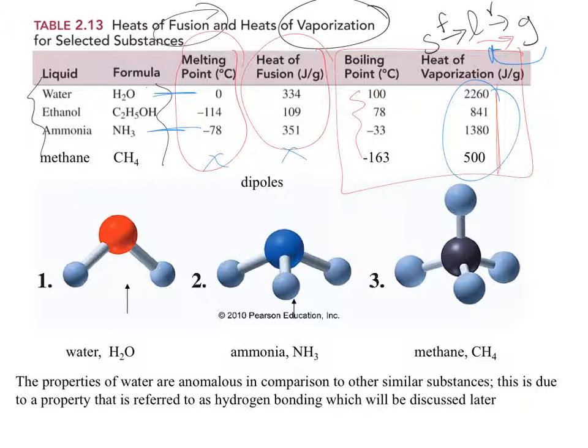Fairly similar in shape, but yet their melting points, their boiling points, their heats of fusion are relatively similar, but the heat of vaporization is drastically different. The melting points and boiling points are drastically different. And we're going to learn about hydrogen bonding in another chapter.